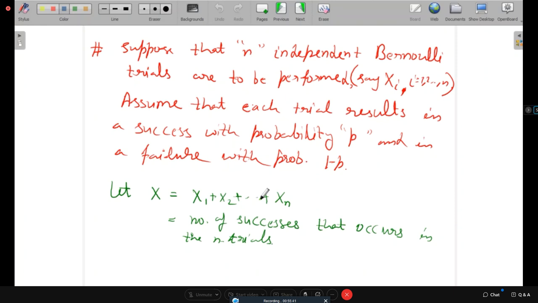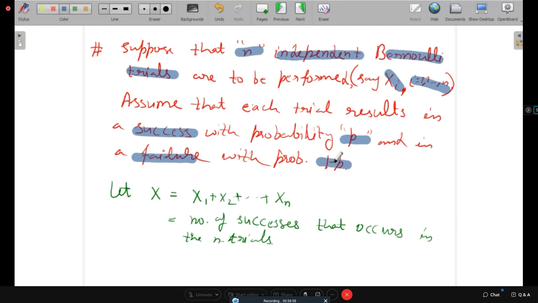Okay, so here it is, what I've said just now. Let me conclude here. Suppose that n independent Bernoulli trials are to be performed, say X_i, i equals 1 to n. A Bernoulli trial means each trial results in a success or a failure. Assume that each trial results in a success with probability p and in a failure with probability 1 minus p. Let X denote the sum of these n Bernoulli trials.